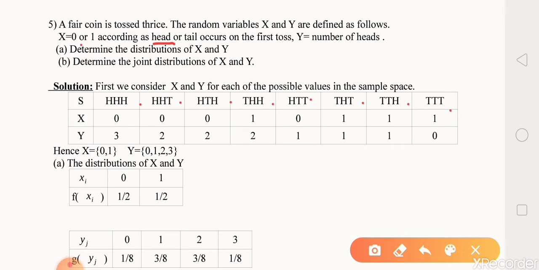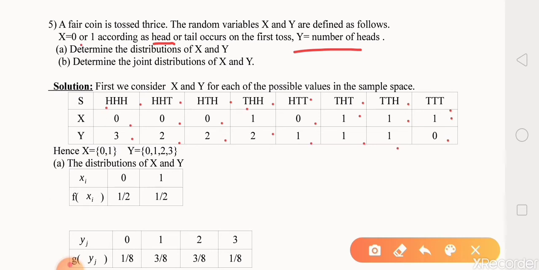So here head, so X equal to 0, X equal to 0, X equal to 0. Here tail, so X equal to 1. Head, X is 0; tail, X is 1; tail, X is 1; and tail, X is 1. Now Y is the number of heads. So Y equal to 3, 2, 2, 2, 1, 1, 1 and here no head, so Y equal to 0.